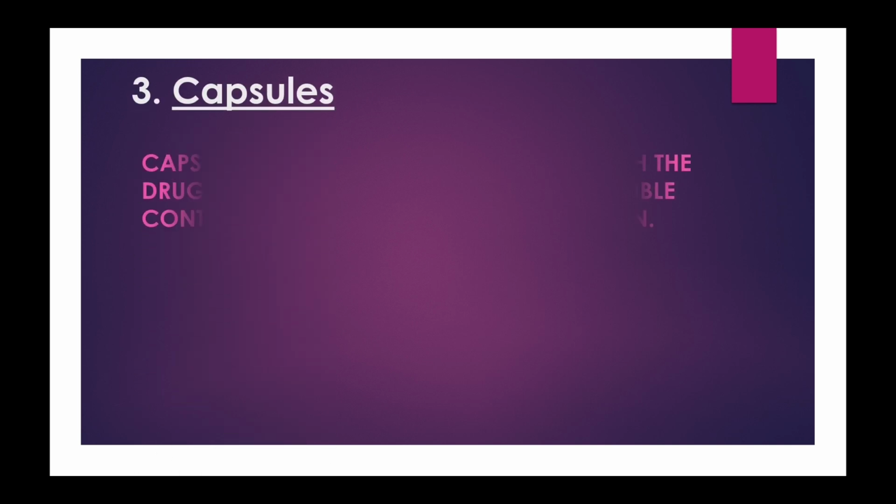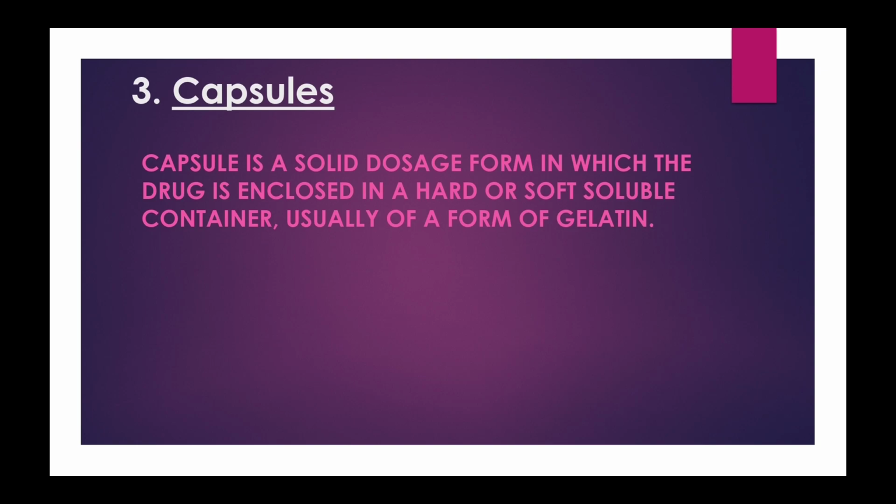Next, capsules. Capsule is a solid dosage form in which the drug is enclosed in a hard or soft soluble container, usually of a form of gelatin. Friends, capsules are easier to swallow and are used by manufacturers when the drug cannot be compacted into a solid tablet. Also useful when the drug needs to be mixed with an oil or other liquids to aid absorption in the body. It is normally a shell or container made of gelatin that contains the drug.